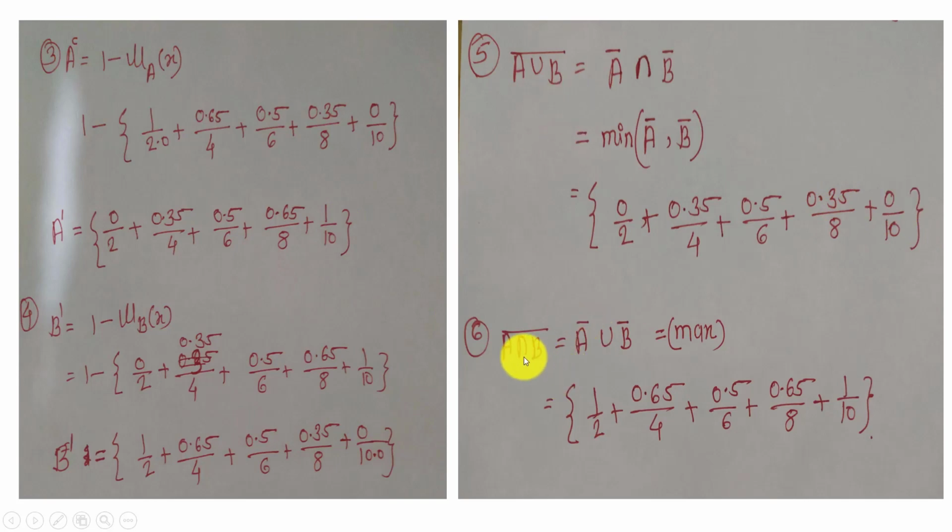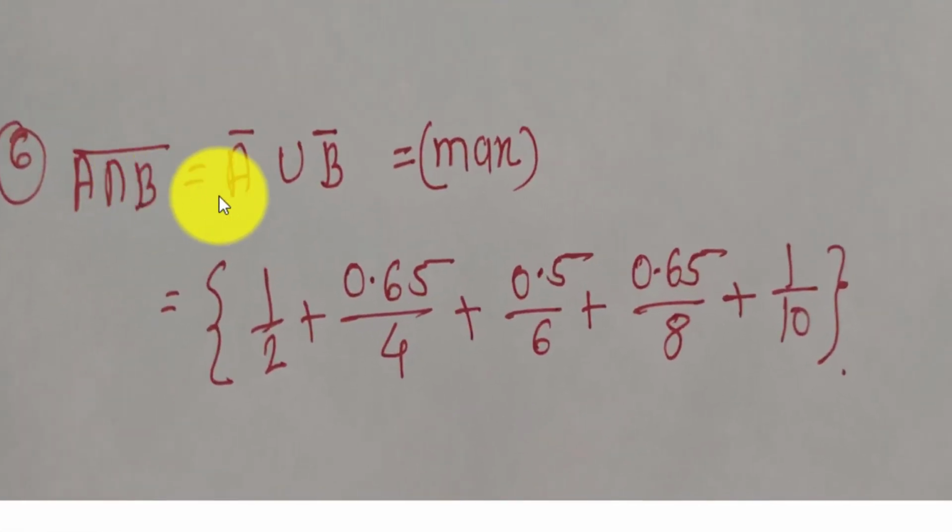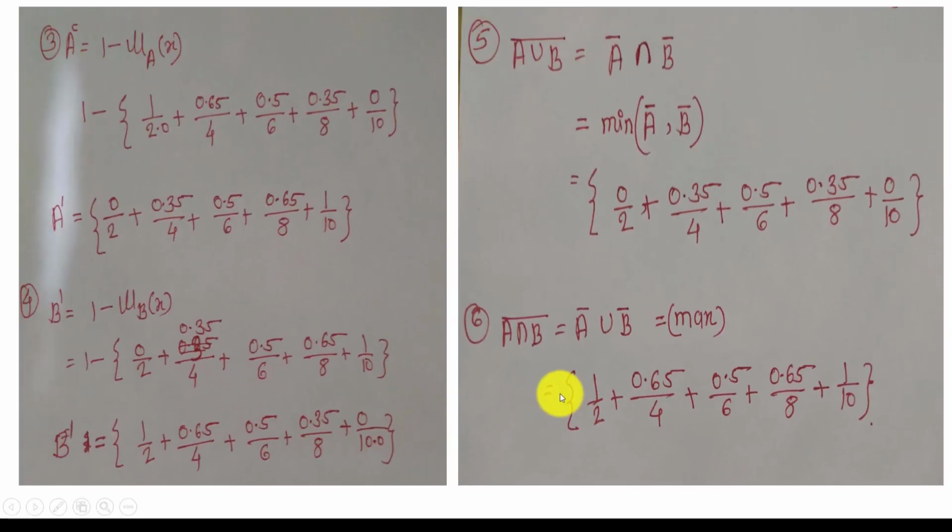Again, the complement of A intersect B we can write as A complement union B complement. While we are considering the union, we consider the maximum value. So we get 0, 1 is the maximum, 0.65 is the maximum, 0.5, 0.65 is the maximum, and 1 is the maximum. So this is all about the fuzzy operations.